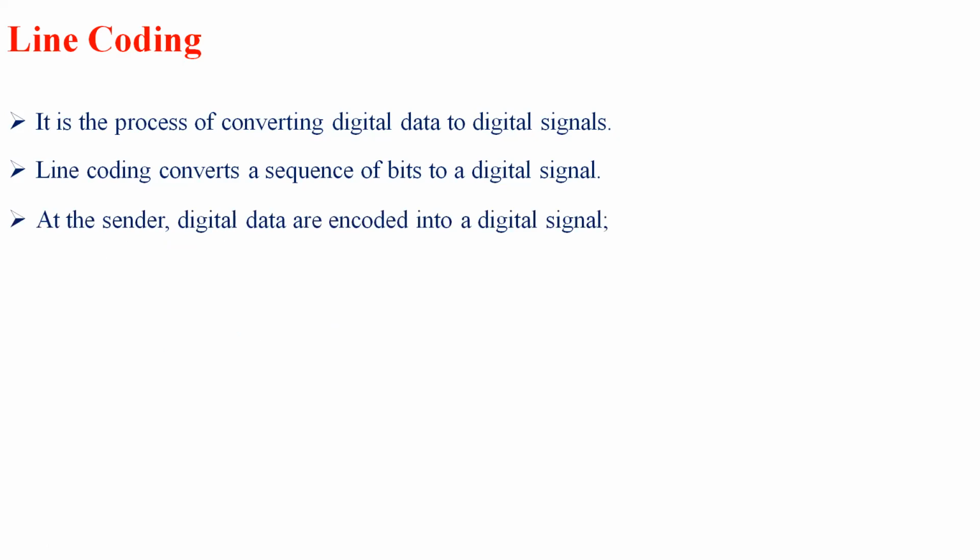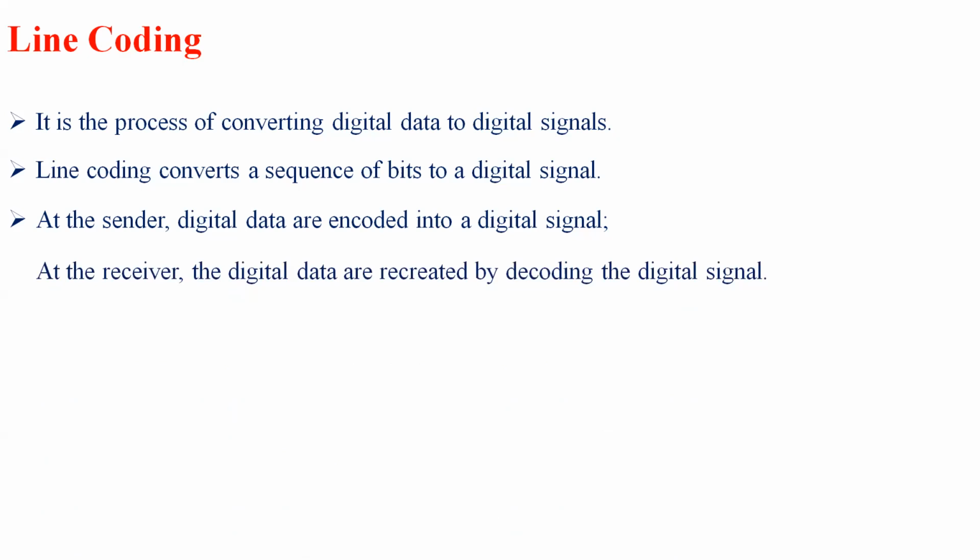In order to have a communication process, or to send data signals over a communication channel, we need two different things: a sender and a receiver. So in line coding, we have these two perspectives for a better communication channel. At the sender side, the digital data is encoded by using some encoding technique. So this data is encoded into digital signals.